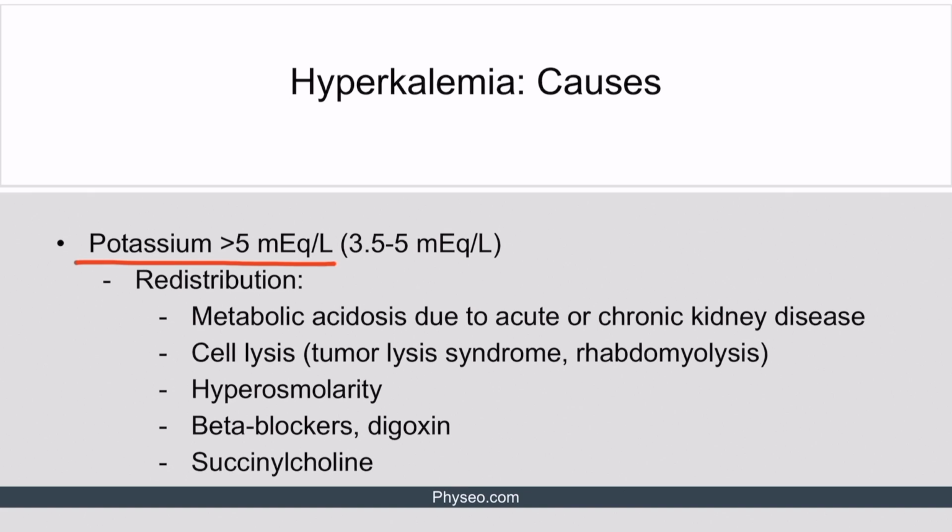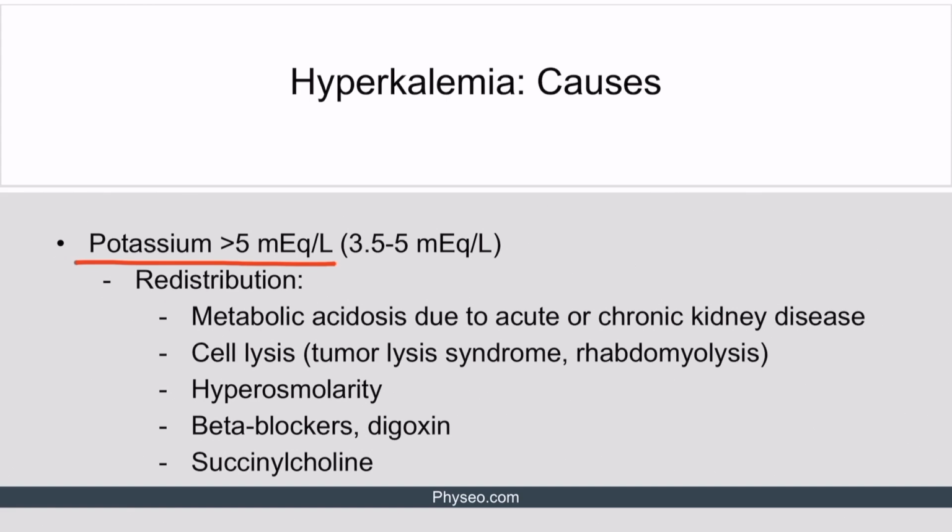Cell lysis can also cause hyperkalemia by spilling the intracellular potassium into the blood. This can happen in tumor lysis syndrome and rhabdomyolysis. Hyperosmolarity draws water and potassium from the intracellular compartment to the extracellular compartment, inducing hyperkalemia. Beta blockers and digoxin block sodium-potassium ATPase. Therefore, potassium stays out of the cell, causing hyperkalemia.